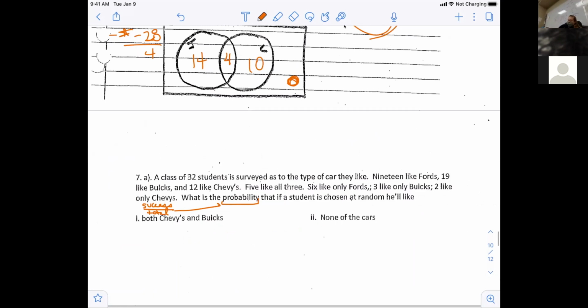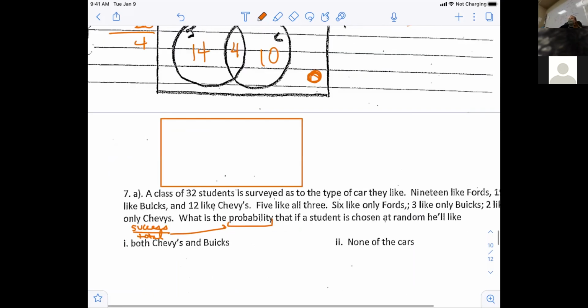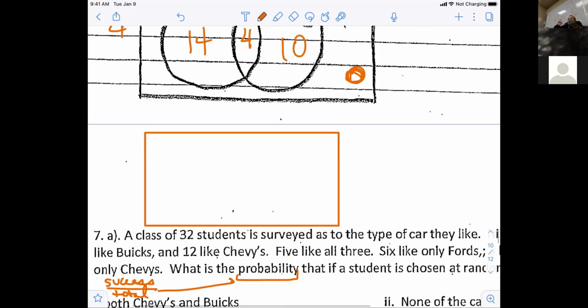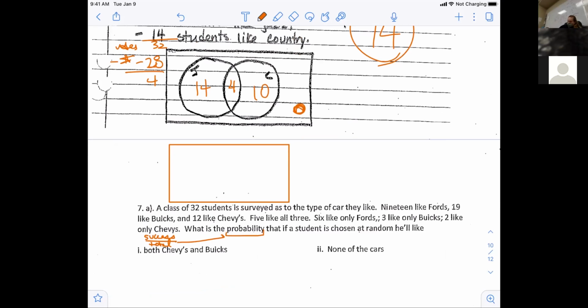I'm going to draw a Venn diagram. I'm going to draw one up here so that I've got room to do work down here. You can do it wherever you want. This Venn diagram is going to have 3 circles because it's talking about kids liking different types of cars. They like Fords, they like Buicks, they like Chevys. These are kind of interesting cars that we picked from, but that's all right.